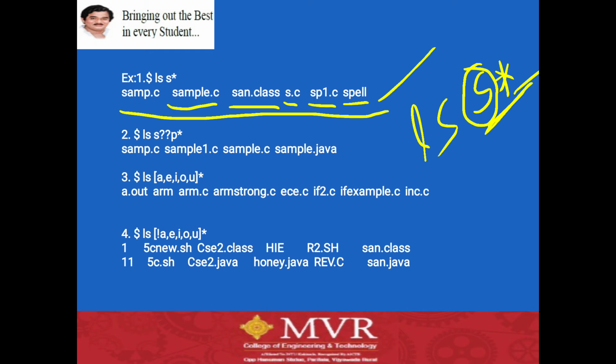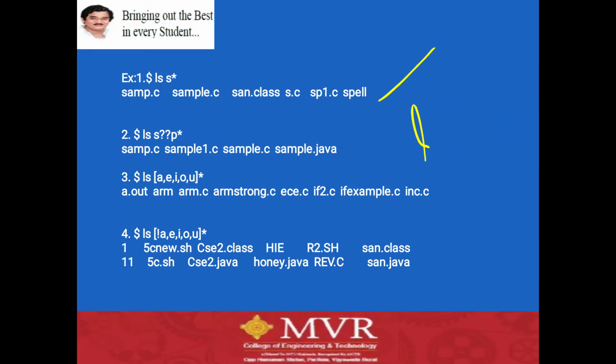If you observe s.c, the first letter is s and after that there is nothing, if you don't consider the extension. So after s there is nothing, which is 0. Even that is going to be displayed in the terminal. This is the first star meta character.